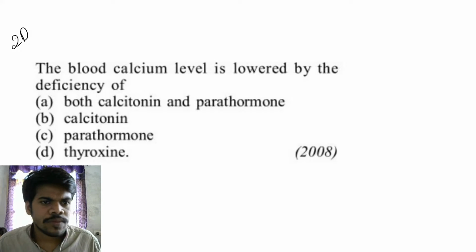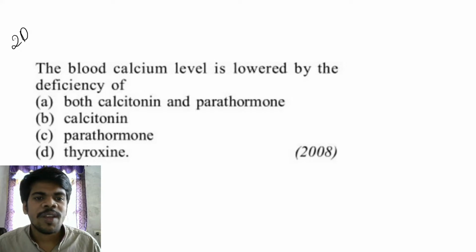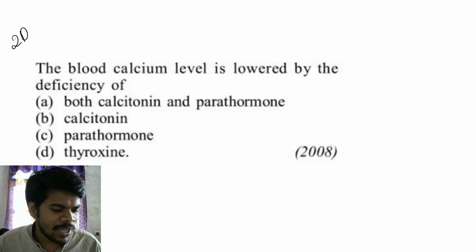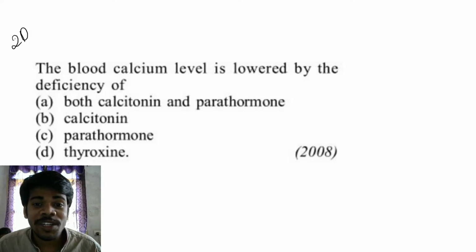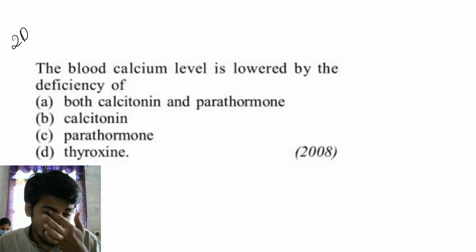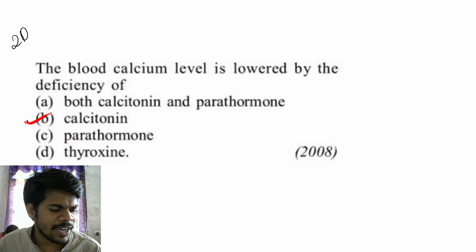20th question. The blood calcium level is lowered by the deficiency of both calcitonin and parathormone, calcitonin, parathormone, thyroxine. Actually, option A is the right answer. No, option A is a funny answer, because calcitonin and parathormone are antagonistic in nature. Both give effects which counteract one another. So calcium levels are lowered by calcitonin. Calcitonin is released from which gland? Can anybody say which gland secretes calcitonin?